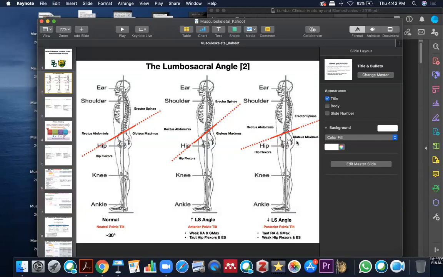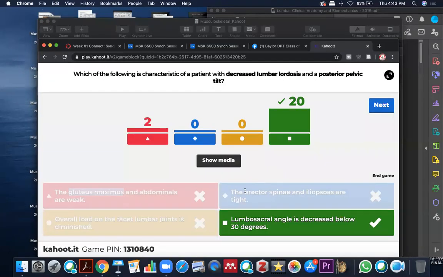And so if you think about where these muscles are, where they're pulling, if you think about the gluteus maximus, it's going to pull downward. So that's going to rotate this line downward relative to neutral. And rectus abdominis is going to pull upward. And so if these two muscles are tight, that's what's going to produce that posterior pelvic tilt. Erector spinae and hip flexors would be, in this case, the weak ones.